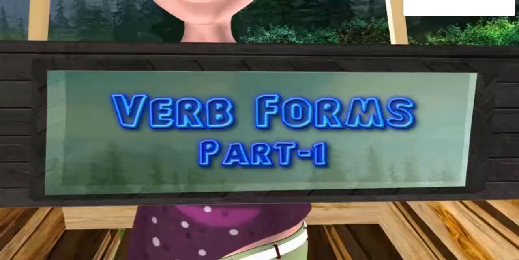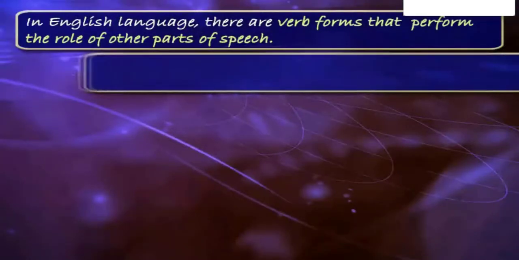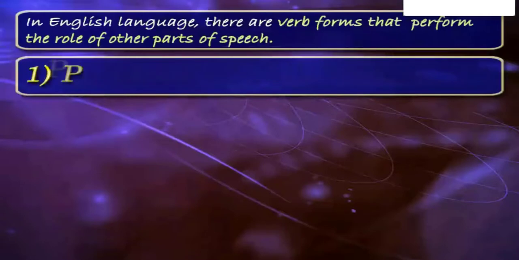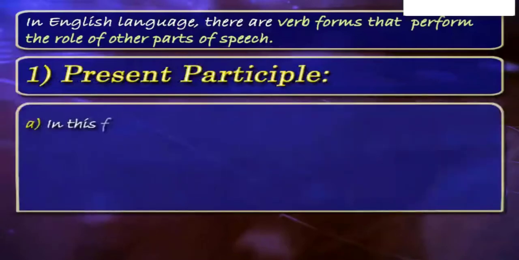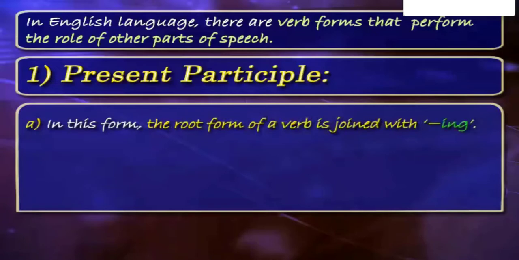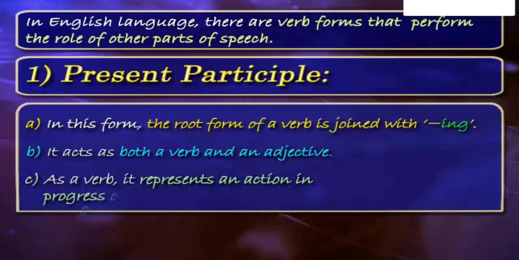Verb forms, Part 1. Now let us learn about some very interesting verb forms that perform the role of other parts of speech. First type is the present participle. A. Root form of verb is connected with ing in this form. B. It is used to act both as a verb and an adjective. C. It is used to represent an action that is still in progress as a verb.